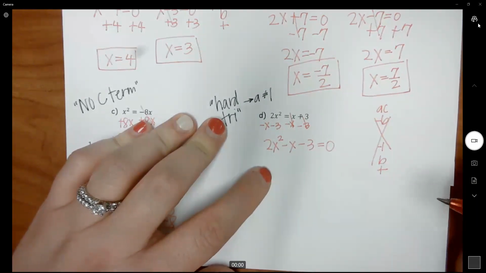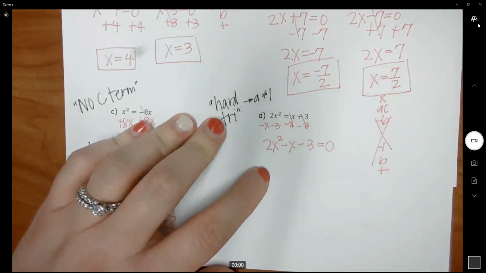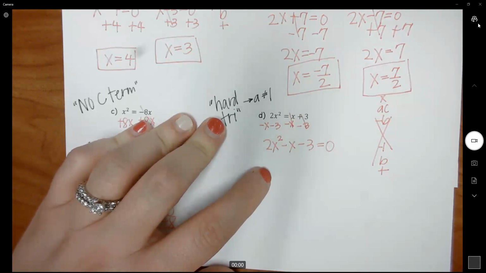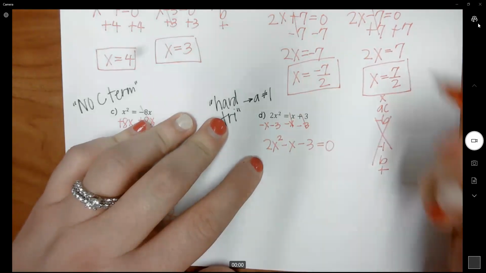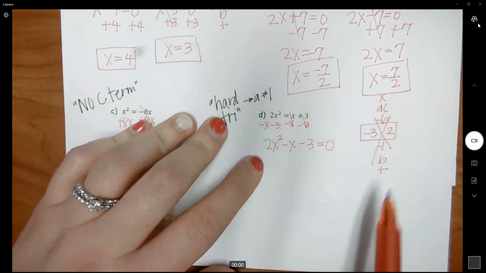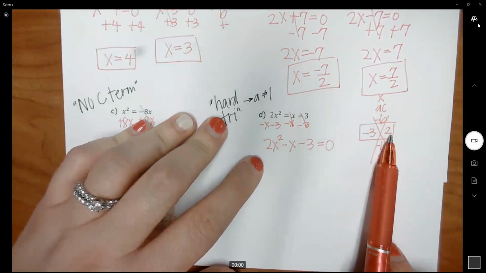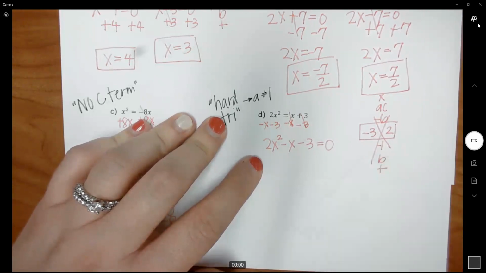What adds up to b but multiplies to ac? I'll give you a minute to think. It's actually these two numbers right here, -3 and 2. -3 times 2 gives you -6, but when you add them together, you get the -1.